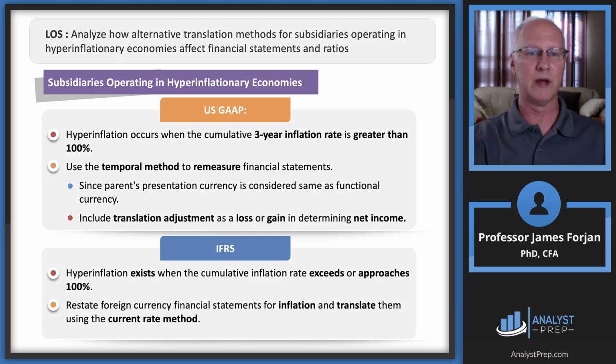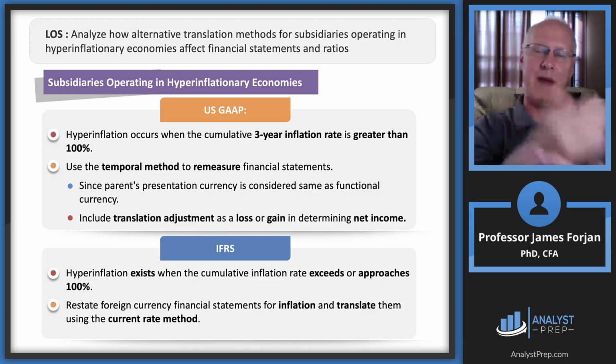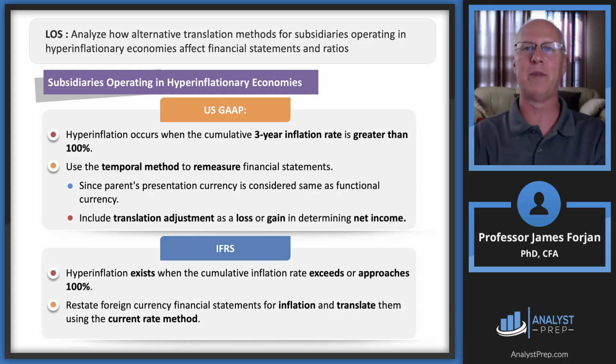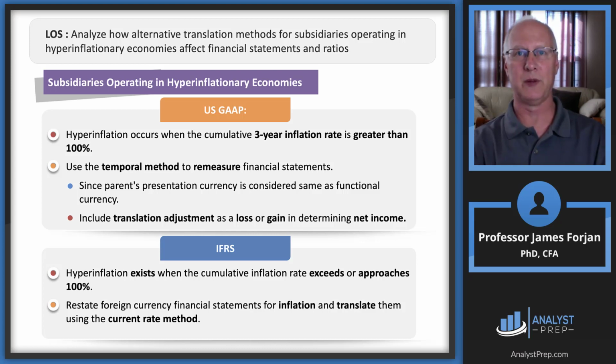So if you do regular old time value of money stuff and you backtrack, right, if you decompound 100% inflation over 3 years, you get about a 26% annual rate. So that's important to know, that if a country is experiencing 26 or 33 or 40%, that's probably hyperinflationary.